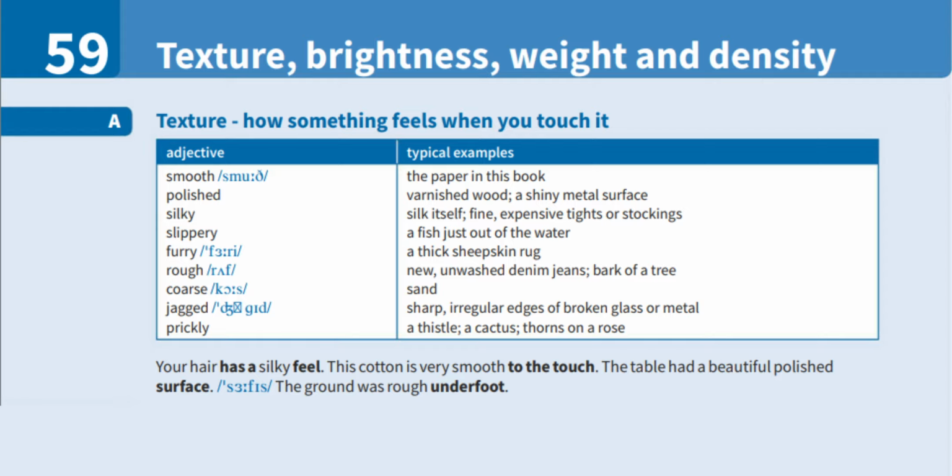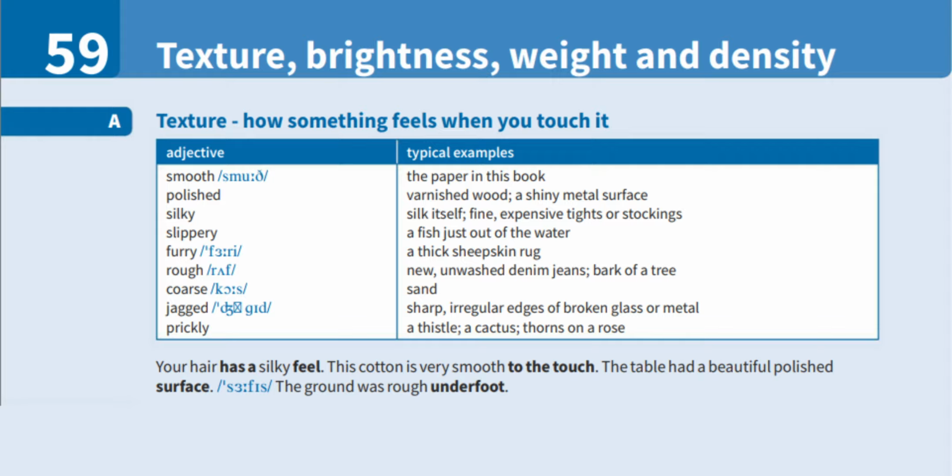Something silky feels soft and smooth like silk. Silk itself has a silky texture, and fine, expensive tights or stockings may also feel silky. Something slippery is difficult to hold because its surface is very smooth or wet. A fish that has just come out of the water is slippery. Something furry is covered with fur or feels like fur. A thick sheepskin rug may feel furry.